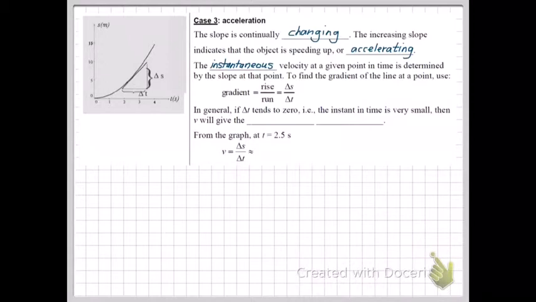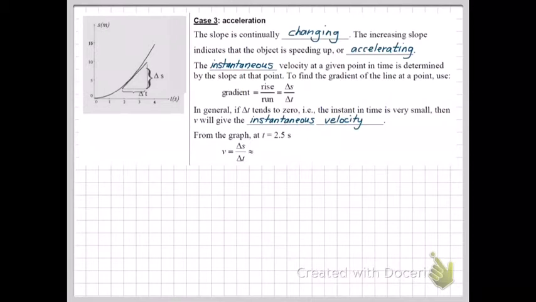To find the gradient of a line at a point on a graph, we use gradient equals rise over run. In other words, the change in the y values divided by the change in the x values. In this case, delta S over delta T. In general, if delta T tends towards 0, in other words, the instant in time is very small, then V will give the instantaneous velocity.